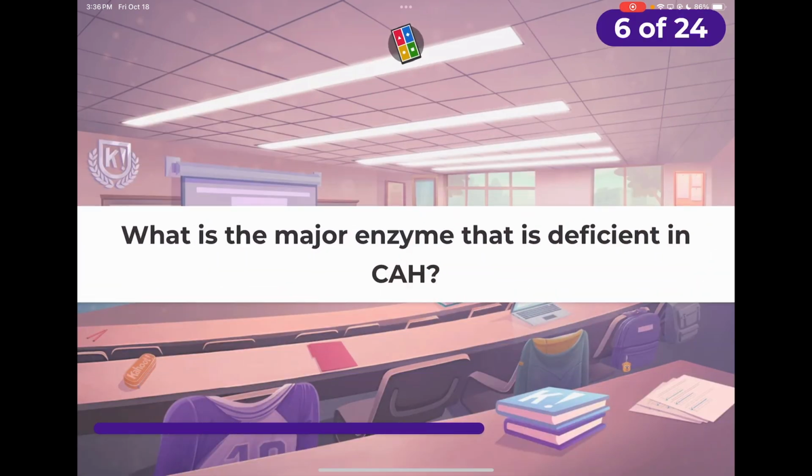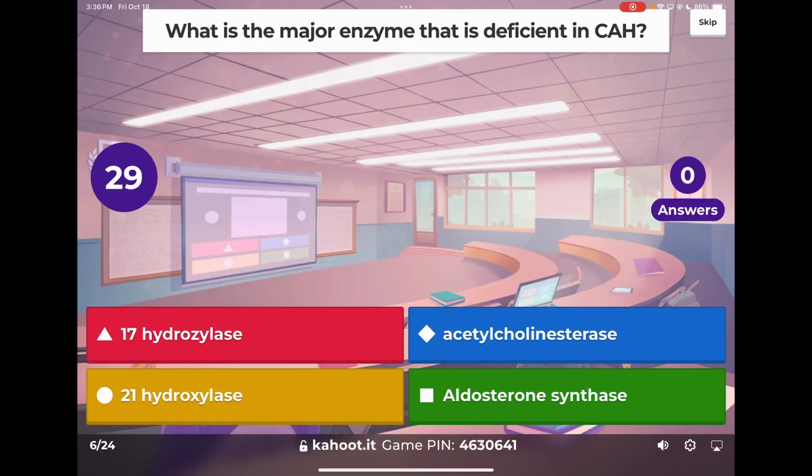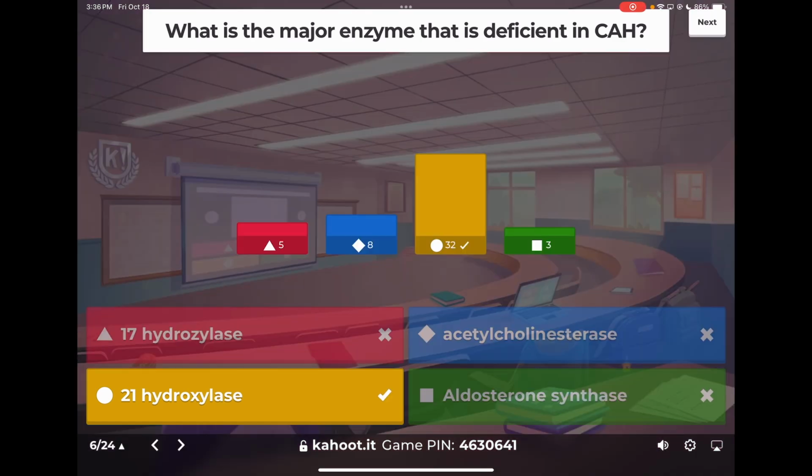What is the major enzyme that is deficient in congenital adrenal hyperplasia? Okay. This is your 21 alpha hydroxylase. It provides the door to get to cortisol and aldosterone. When you don't have it, you don't make cortisol and aldosterone.